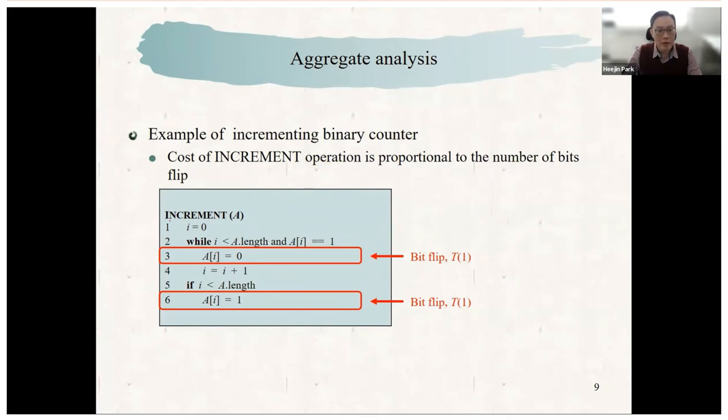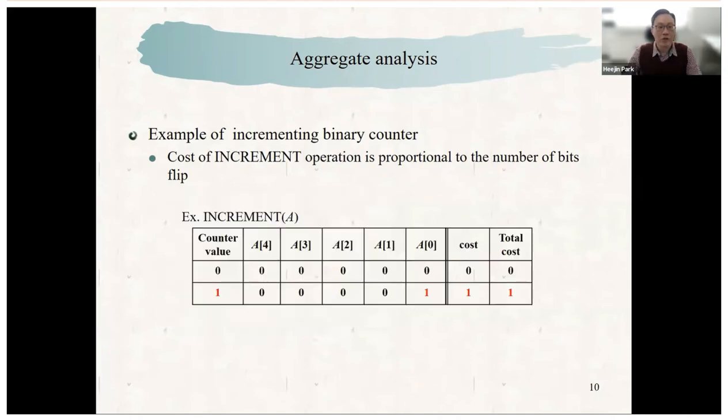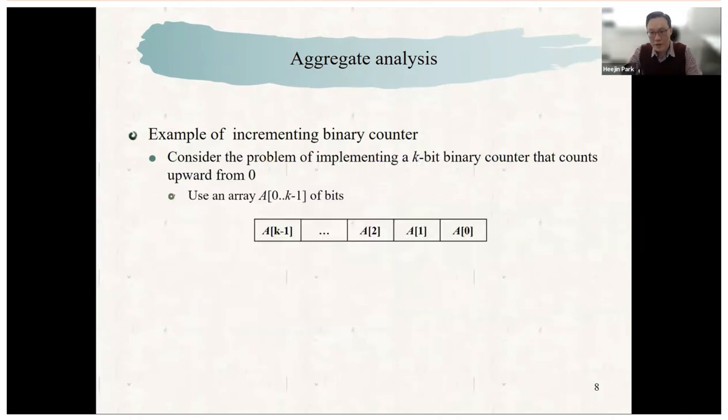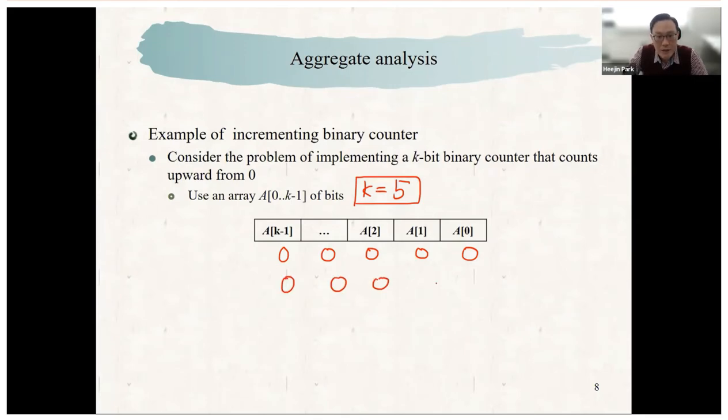For example, the increment is done like this. Let me show you this example here. First, initially it is 0, so they are all zeros. And assume that k is 5, a 5-bit counter. Then, if we increment this, it becomes this one, 1. And then, if we increment this, it becomes this one, and then this one. So this is the process of incrementation.